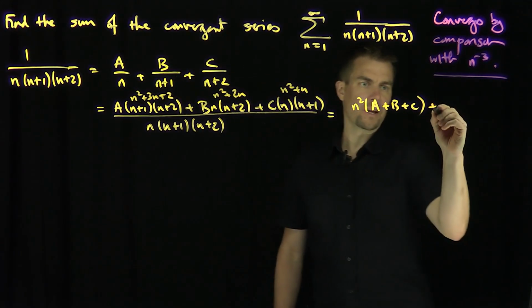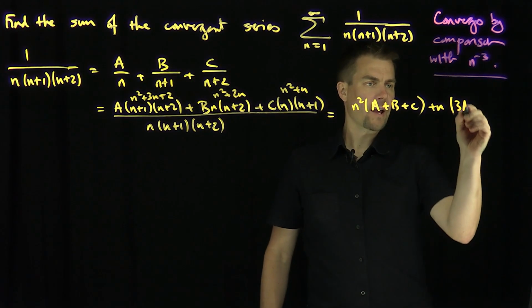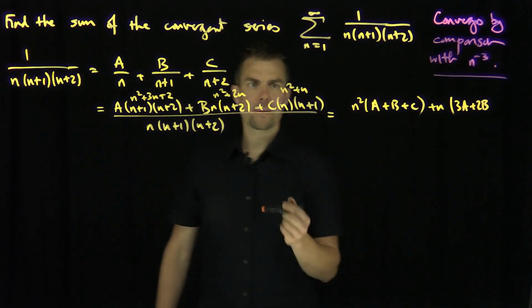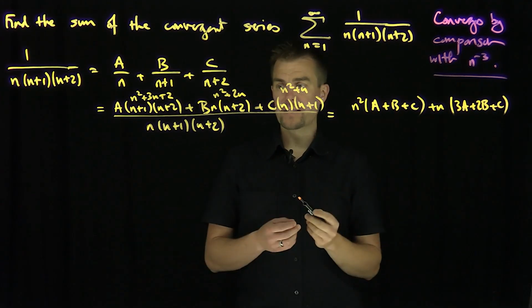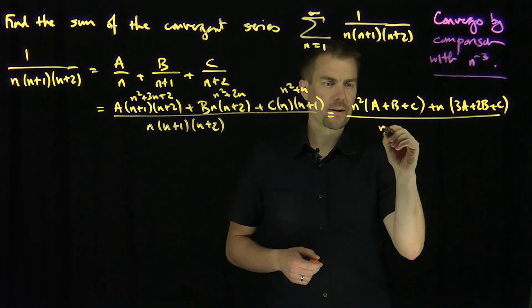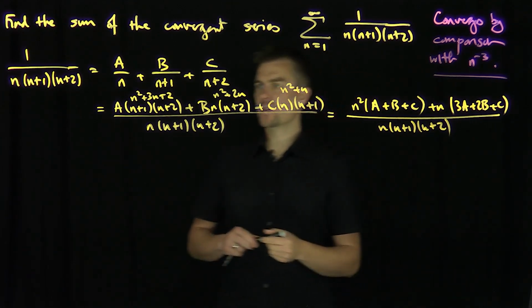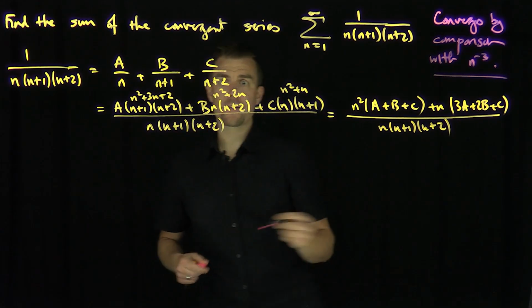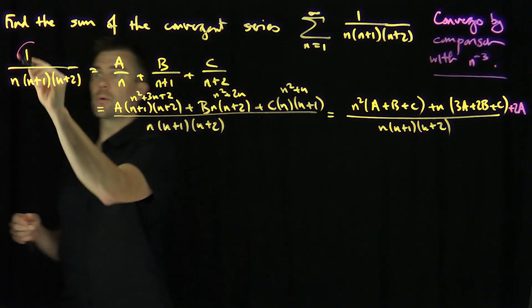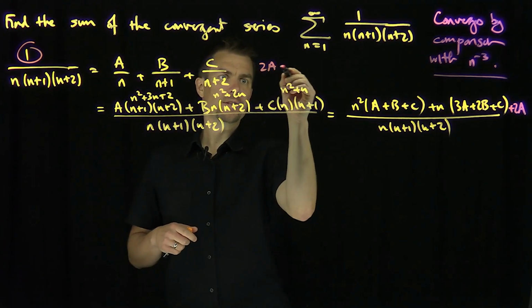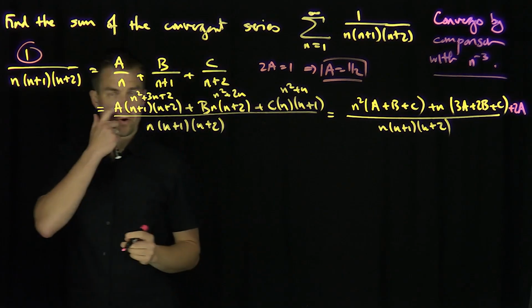So what's the coefficient of n going to be? It's going to be 3a plus 2b, and then plus c. And then the constant term is the term we care about. I'm going to have 2a, and there's no other constant term. So 2a has to be equal to 1, therefore a is equal to 1/2.